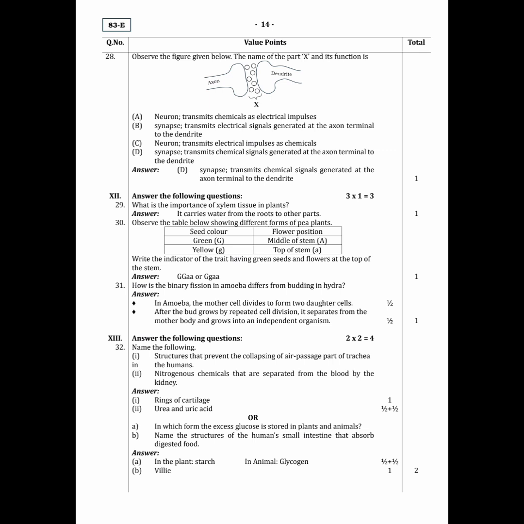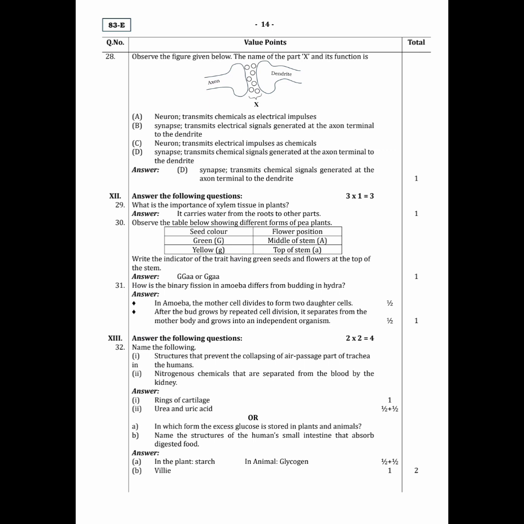Next main, answer the following questions. Question number 32. Name the following. Subquestion A. Structures that prevent the collapsing of air passage part in trachea in humans. Subquestion B. Nitrogenous chemicals that are separated from the blood by the kidney. Answer for subquestion A. Rings of cartilage. Answer for subquestion B. Urea and uric acid.